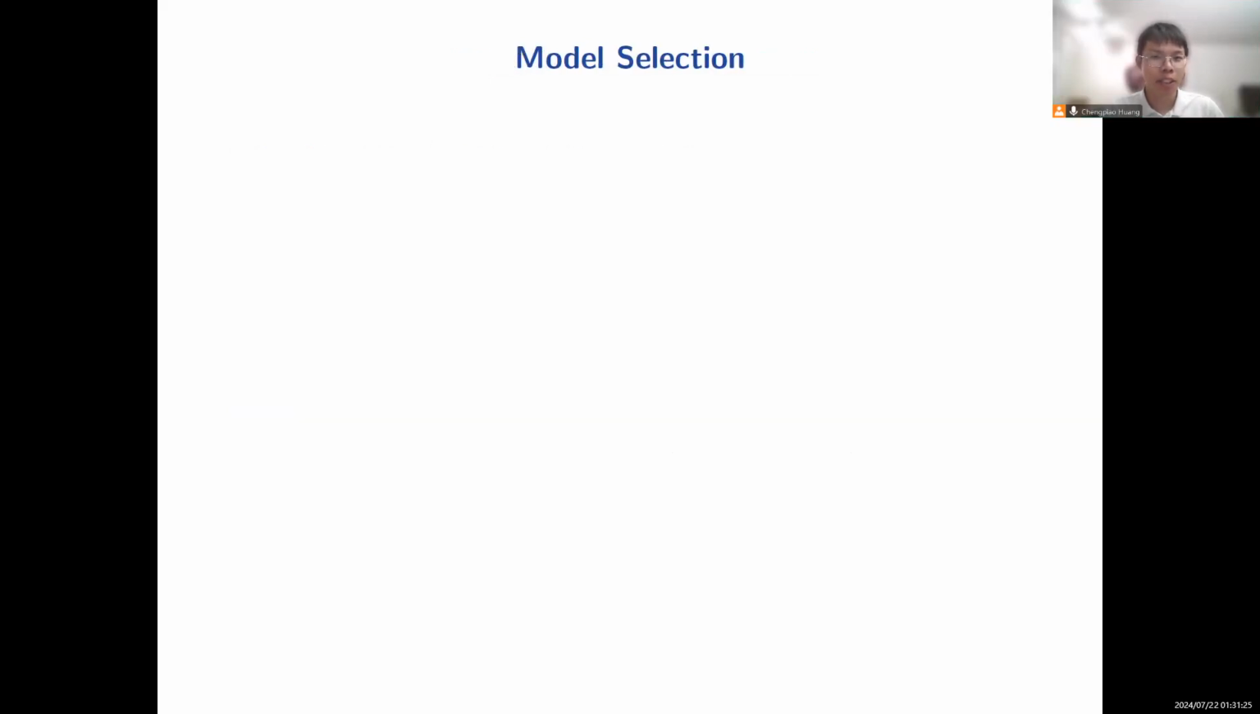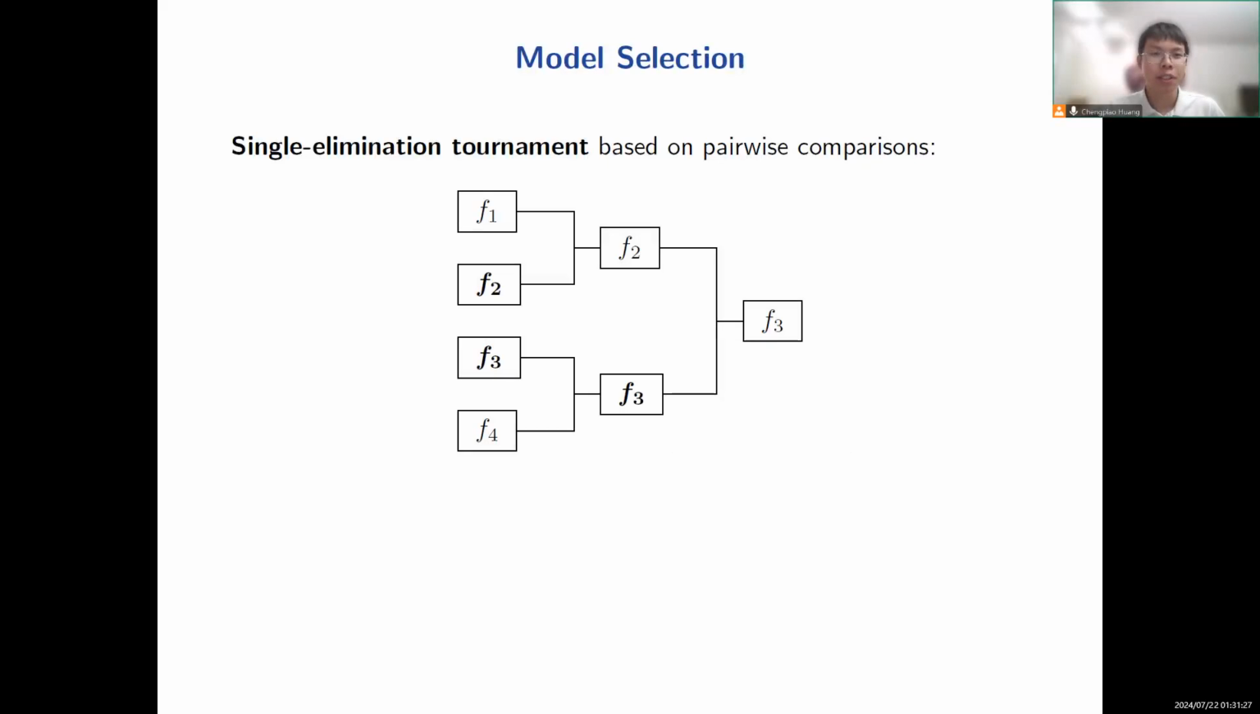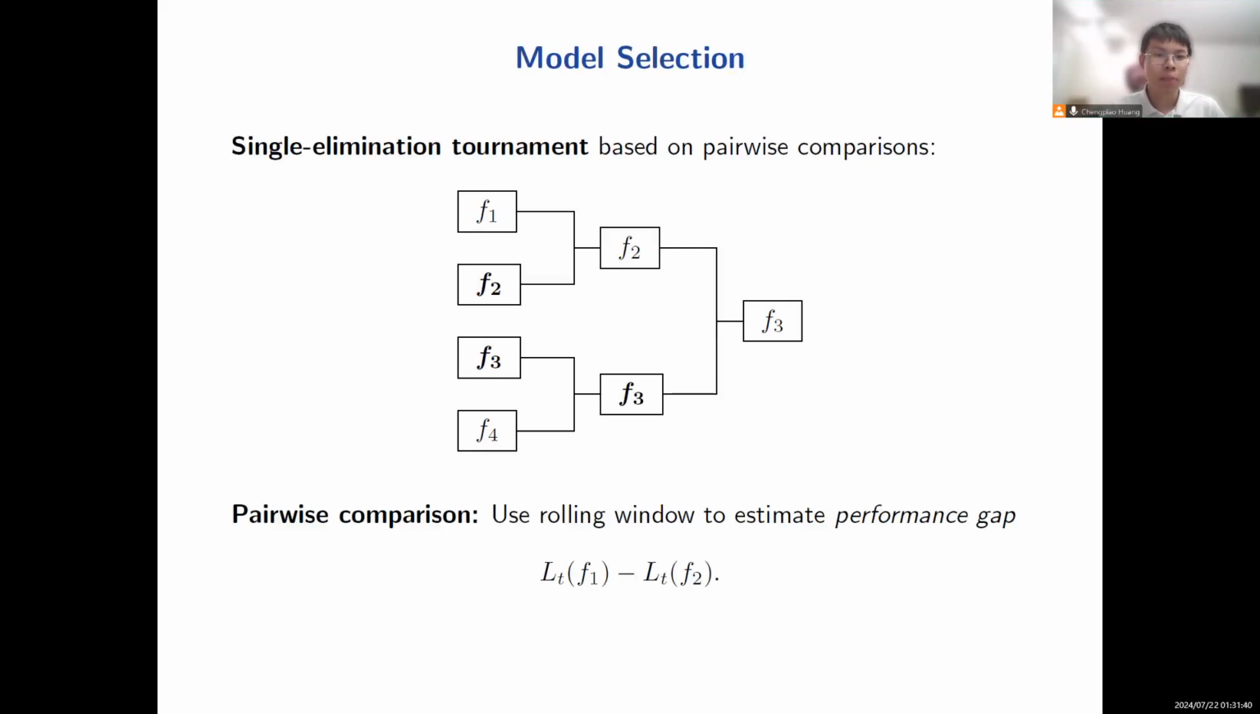To tackle the model selection problem, we will use a single elimination tournament, which is based on pairwise comparisons of models. We output the final winner as the selected model. To do this pairwise comparison, we will use our previous adaptive rolling window approach to estimate the performance gap between any pairs of models. Theoretically, we prove that this gives us near optimal model selection.